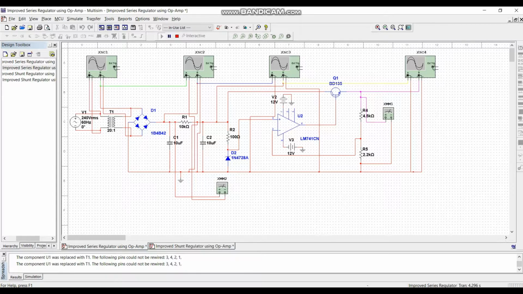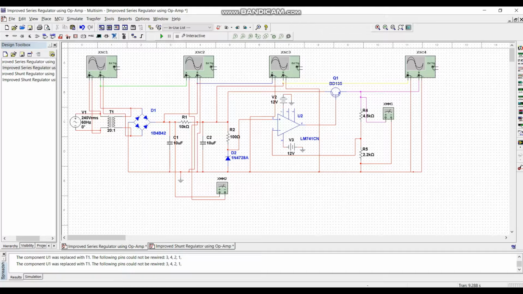Okay, for the input we use 240 VRMS and the frequency is 60 Hz. For the winding we use 20 to 1 for the transformer. Then we use the rectifier, the 1B4P42. For the capacitor we use 10 microfarad. The resistor we use for R1 is 10 kilo ohm and R2 is 100. The Zener diode we use is 1N4728A because the voltage here is 3.3 volt.